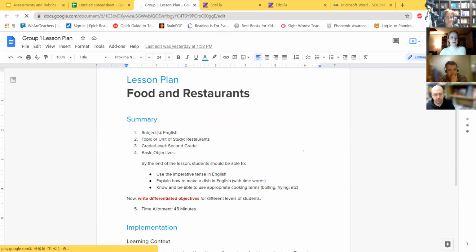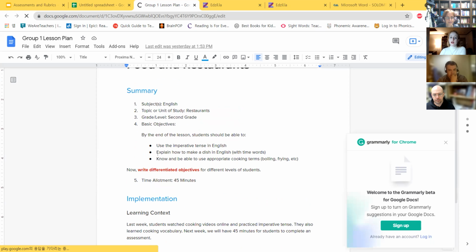Let me share. Okay, so here's our lesson plan. Our objectives are here: use the imperative tense; explain how to make a dish in English using time words such as first, second, next, then; and use appropriate cooking terms like boiling, frying, baking. Here, I want you to try to write some differentiated objectives. What do you want your students of different levels to be able to do?